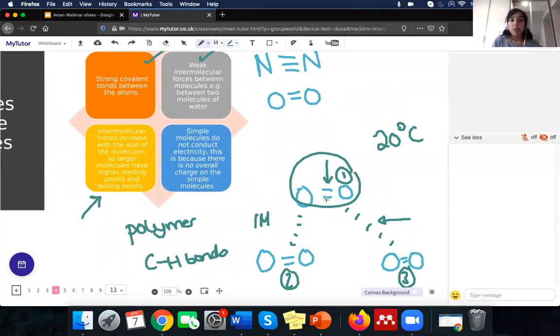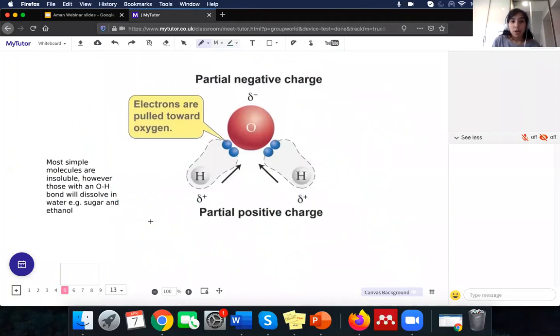So that's the three or four main properties of simple molecules. There's one other thing to talk about with regards to simple molecules, and that is related to whether they dissolve in water. What this text box says is that most simple molecules do not dissolve in water. I've put this on the slide because we do need to know that they don't dissolve in water, but at GCSE Chemistry, they won't necessarily ask you why.